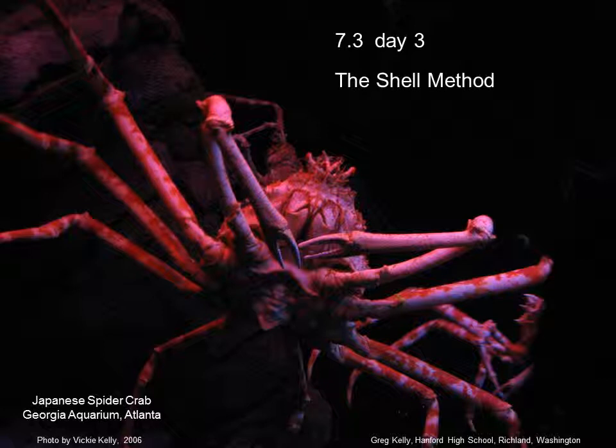This is a Japanese spider crab. The photo was taken at the Georgia Aquarium in Atlanta, Georgia. This is a baby that was about the size of a dinner plate. When full grown, these grow to be over 12 feet wide, and they live 100 years. They live off the coast of Japan.